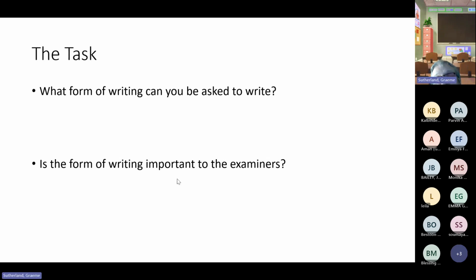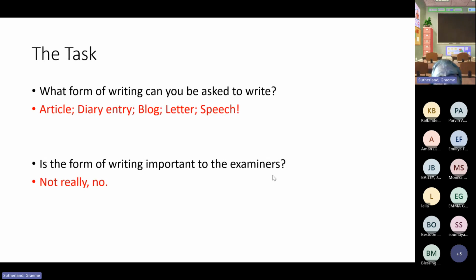So when I ask, is the form of writing important to the examiners? It's a trick question. No, it really isn't. The examiners are much more interested in what you write. They're more interested in the way you use language and how it grabs the reader, how it energizes them, how it explains the themes. They're not as important as you might think about, does this look like an article? Does this sound like a letter? They really aren't that interested in it. It's more, here's the text and we want to see you creatively explore this particular idea. And you could really do that in almost any format.